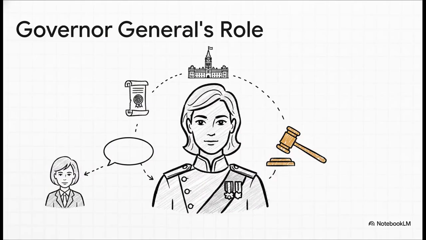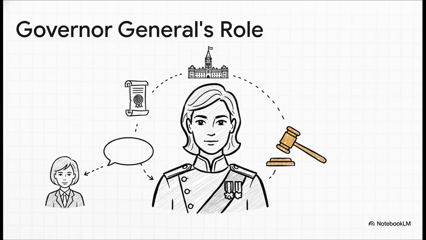So if the king isn't physically in Canada, who does his job? Well, that's the Governor-General. They're the king's representative here, and they handle all the formal duties, like giving royal assent to make a bill into a law, or formally appointing the prime minister. But, and this is the most important part, you really got to get this, the Governor-General almost always performs these duties on the advice of the elected prime minister.